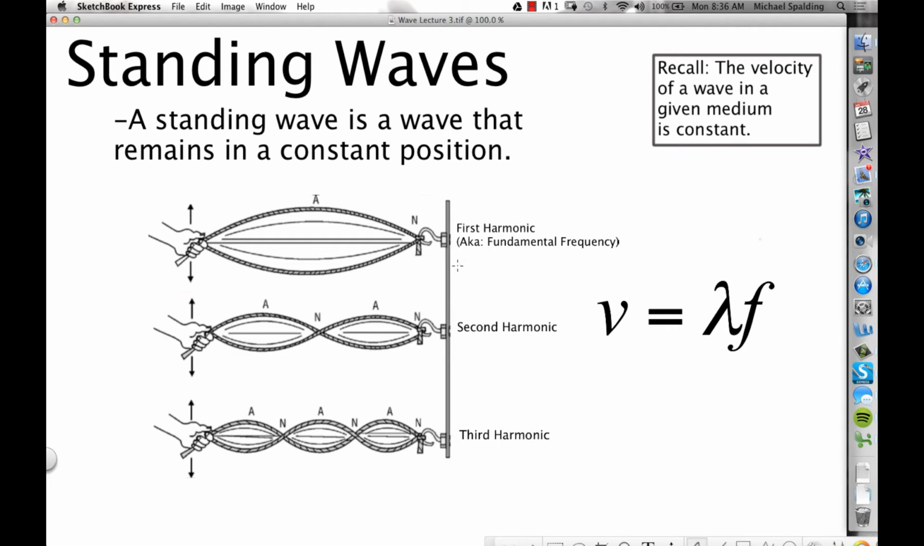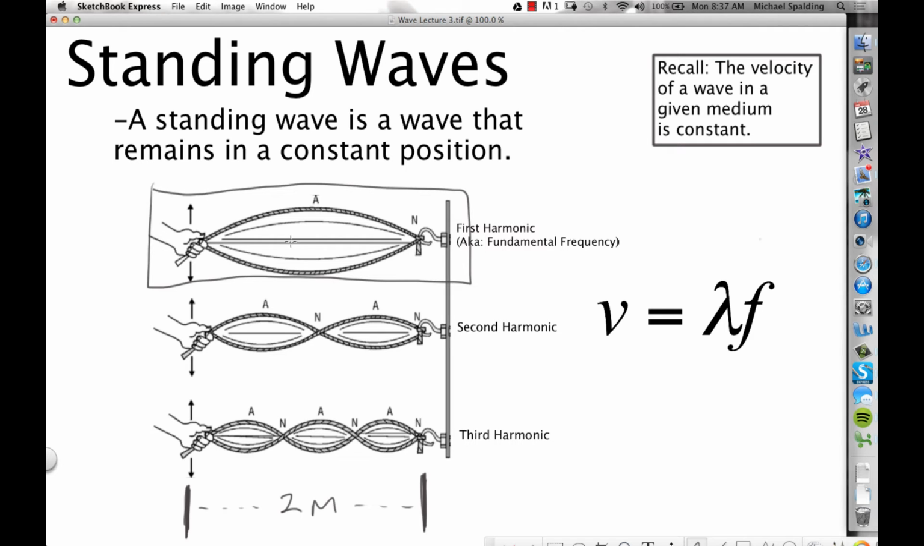Let's say, for example, that from the hand over to that hook, I'm going to give you a distance, 2 meters. What would be the wavelength of this first one? Oh, and let's go through the terms first. This is referred to as the first harmonic, also called the fundamental frequency. It's the first possible way that the string can vibrate.